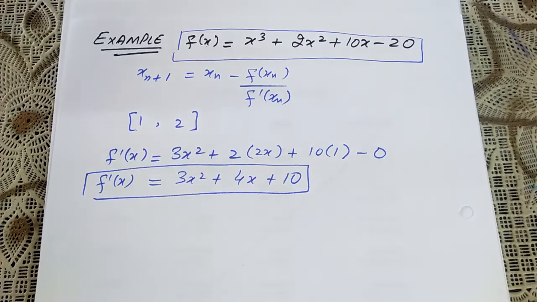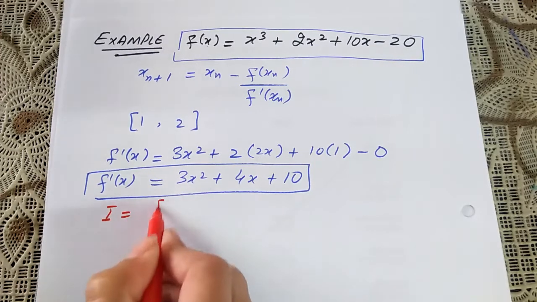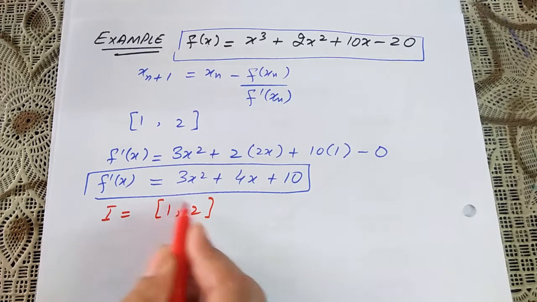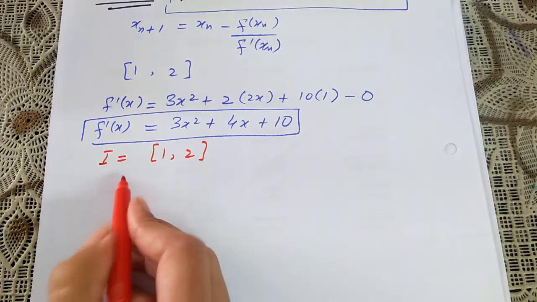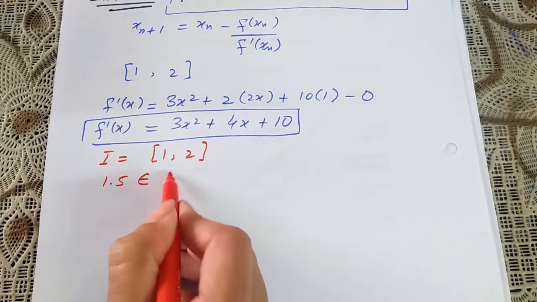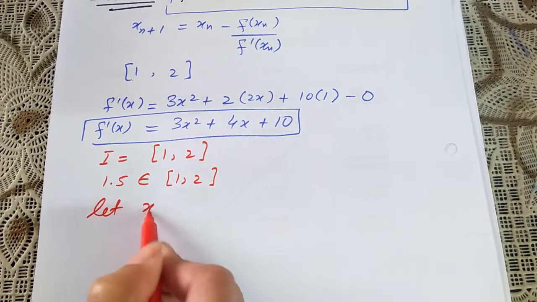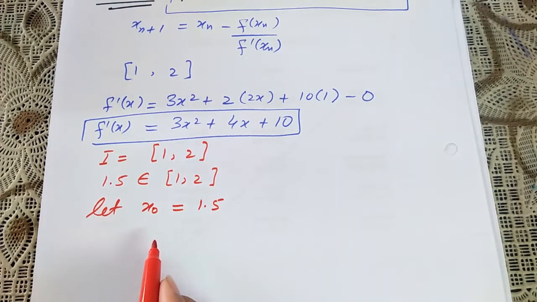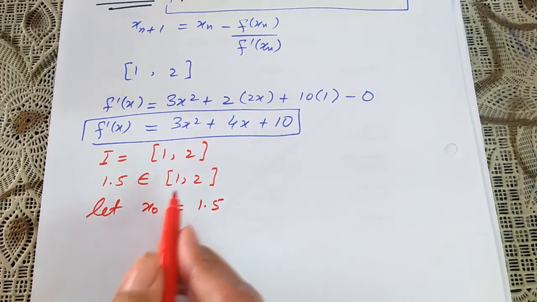Now the choice of the initial value. We know we have the interval from 1 to 2. Now choose any starting value out of this interval. It's up to us which value we choose. Let's suppose I choose 1.5, which belongs to the interval 1 to 2. So I let x naught equal 1.5. You can take any value out of this interval. It will be your choice.